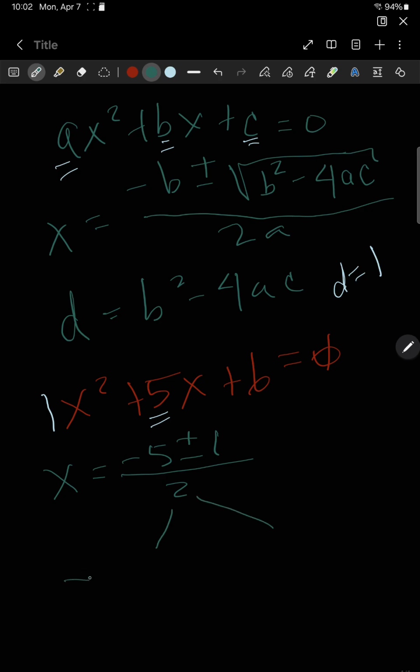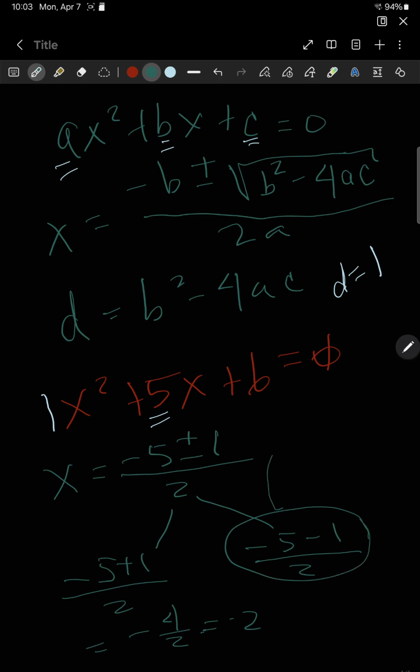So we have negative 5 plus 1 divided by 2. And the other one is negative 5 minus 1 divided by 2. And here you would have negative 4 divided by 2, which is equal to negative 2. And then this one here would be negative 6 divided by 2, which equals negative 3. So these are your answers: negative 2 and negative 3.